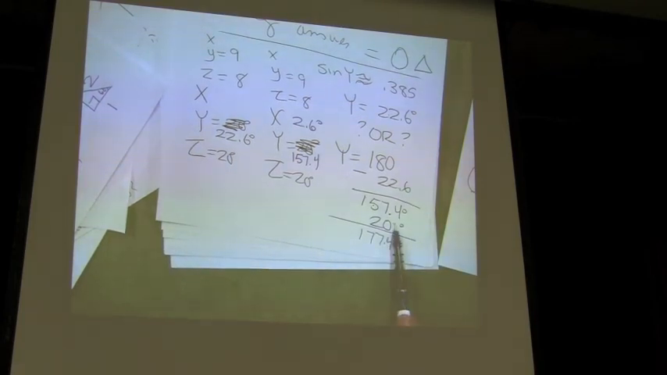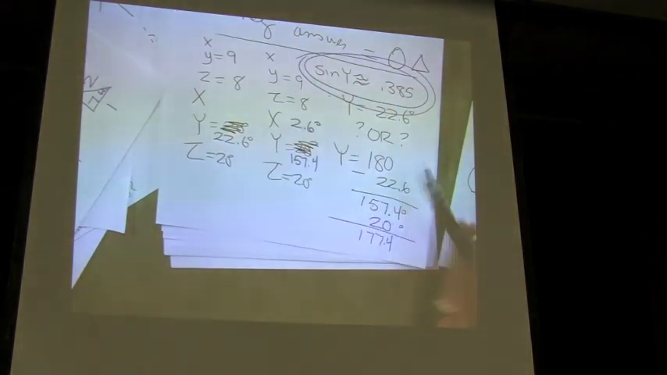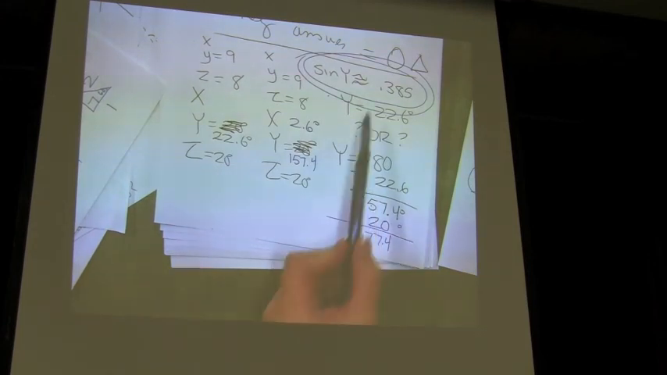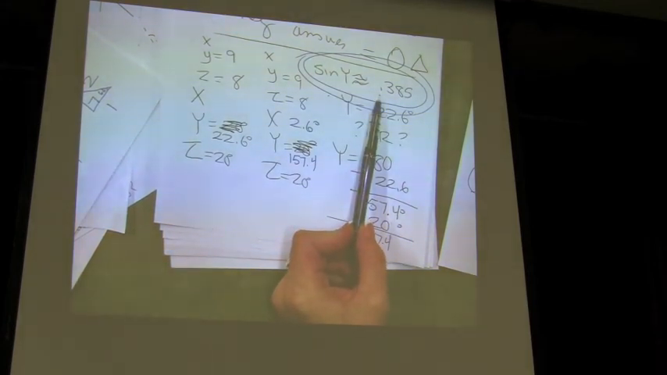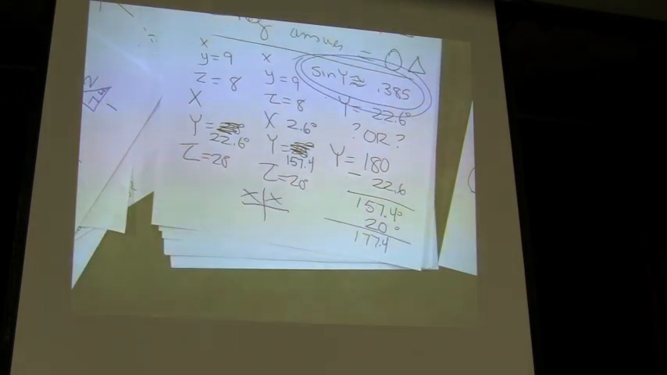Okay? So right here, sine's ambiguous. Sine of an angle is 0.385. If you try on your calculator sine of 22.6, your calculator will say 0.385. But if you ask your calculator sine of 157.4, your calculator will again say it's 0.385. Why? Because sine is positive in quadrants 1 and 2. And so there's therefore both an acute and obtuse angle that has a positive value of sine. And so that's why there's an ambiguous case here.